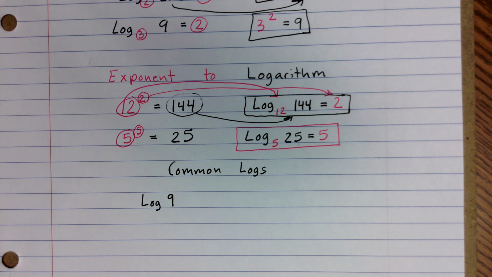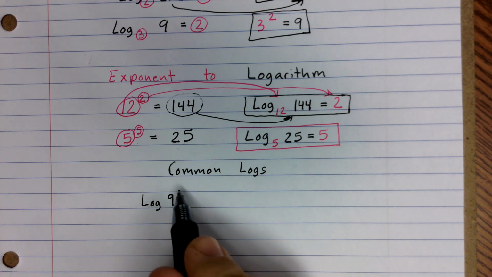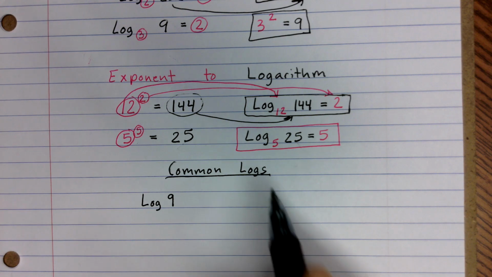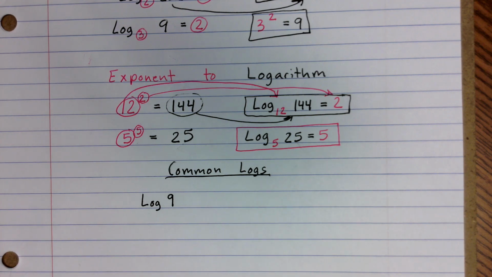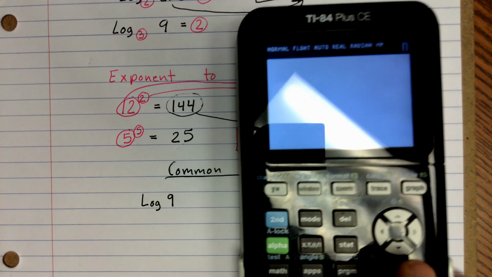Now, one last thing I want to talk about is what we call a common log. Common logs look like they're missing a component. For instance, look at this one right here, log 9. I'm going to grab my calculator real quick and put it in so that we can evaluate it.